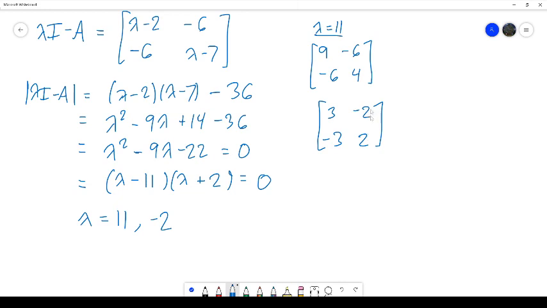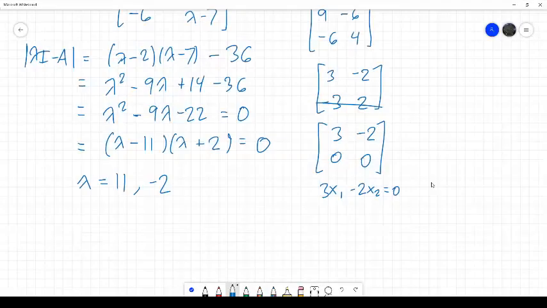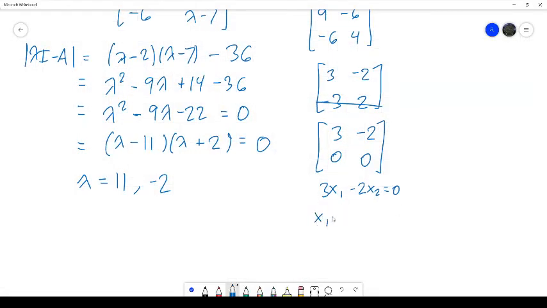And then we see that the two rows are actually multiples of each other, and if we just add them, we can cancel out that bottom row. We get this. So this tells us 3x1 minus 2x2 equals 0. And the bottom equation gives us nothing. And so we can use this to parameterize our solutions. 3x1 equals 2x2. So let's say I let x2 be t.